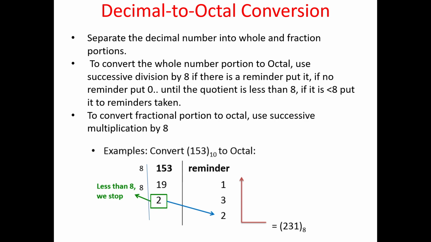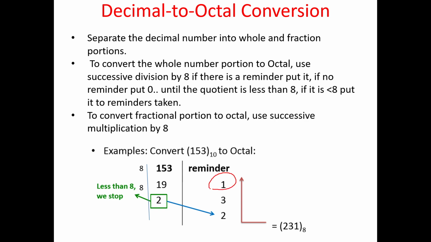Now we will see an example of how to convert a decimal number into octal. Assume that the number is 153. Because it is an octal conversion, we need to divide the decimal number 153 by 8. We get 19, so the remainder is 1.